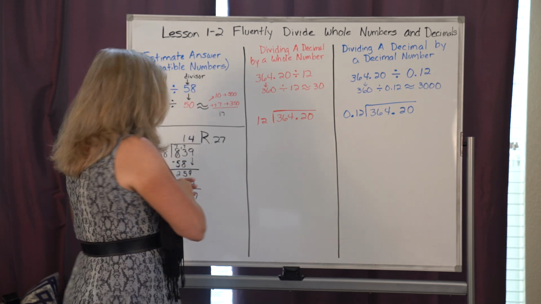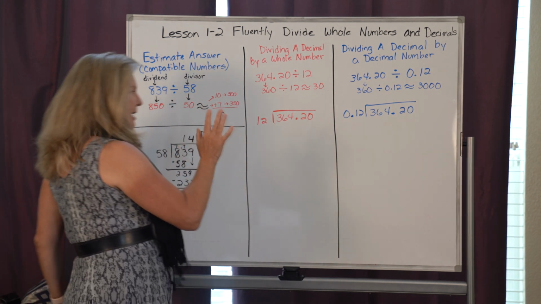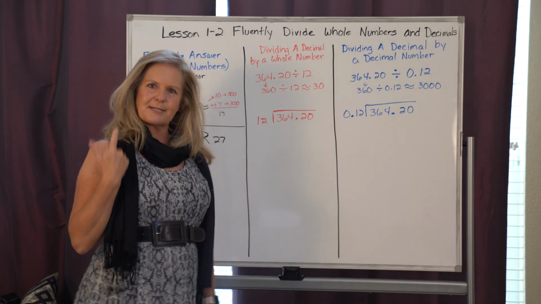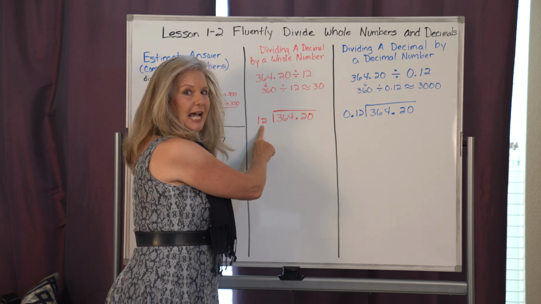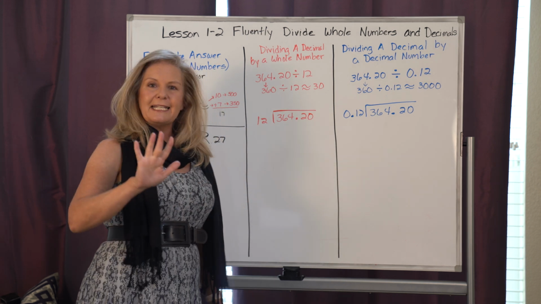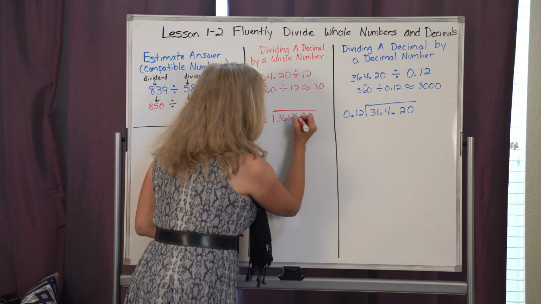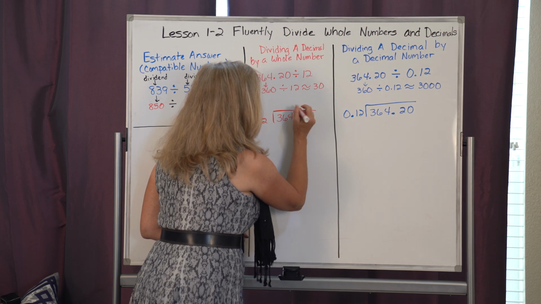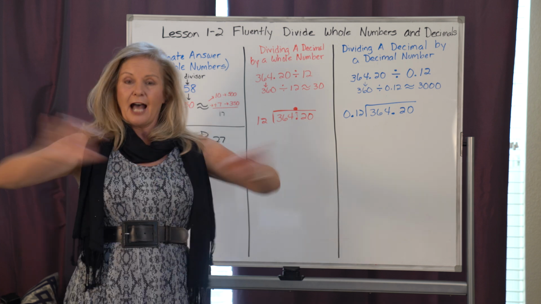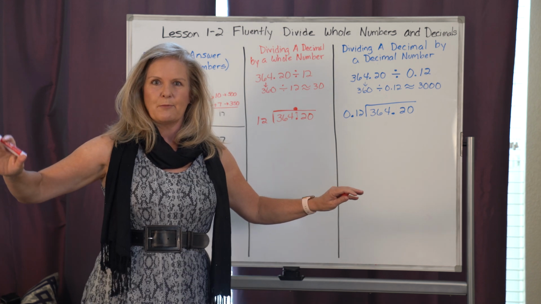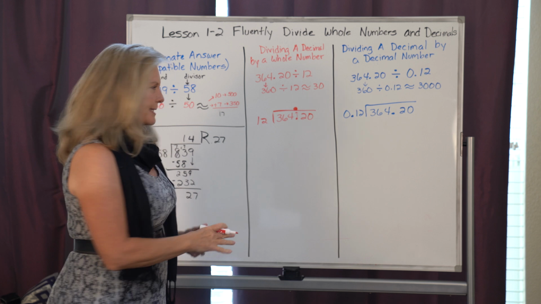So what I want to do is I always start any problem and I look on the outside and I ask myself, do I have a whole number? The answer is yes, I do. Okay, all I need to do then is take my decimal point and I move it up and I put it in the answer. And then I don't have to worry about the decimal point anymore. And I just begin the process of division.